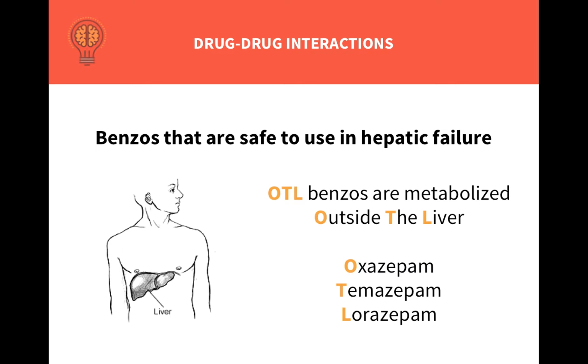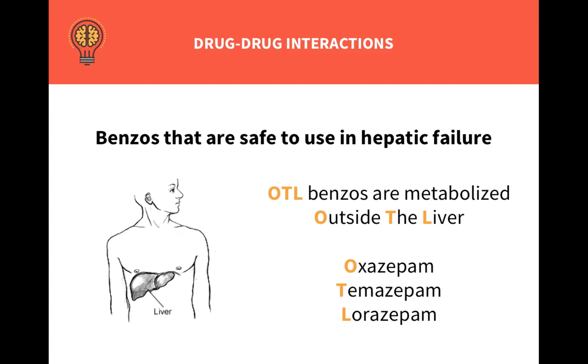Another point of review is that benzodiazepines, like most psychotropics, are metabolized by the liver, so they should be avoided for patients with hepatic dysfunction. However, three benzodiazepines are safe to give even with a diseased liver, and these are oxazepam, temazepam, and lorazepam. The classic mnemonic for this is to remember that they are metabolized outside the liver.